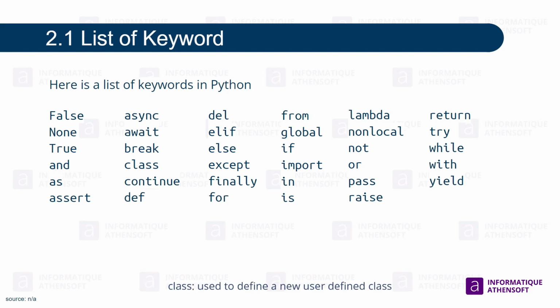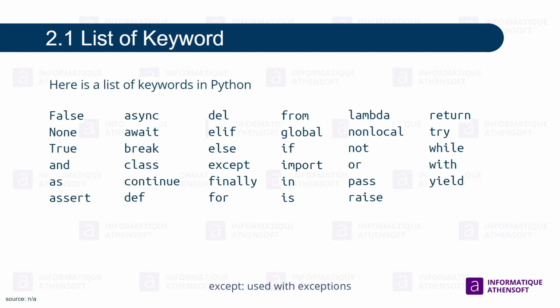Class, used to define a new user-defined class. Continue, continues to the next iteration of the current loop. Def, used to define a function. Del, used to delete a reference to an object. Elif, used in conditional statements, same as else if. Else, used in conditional statements.